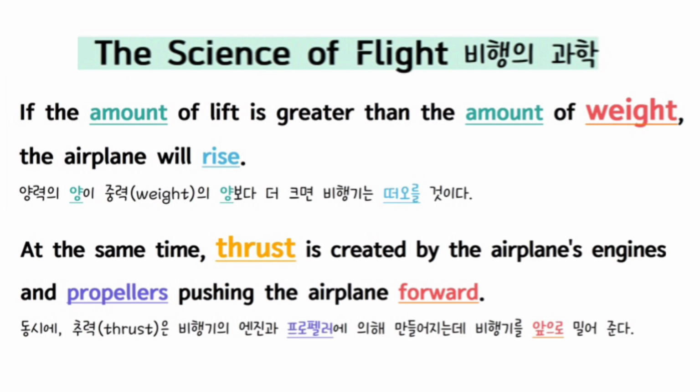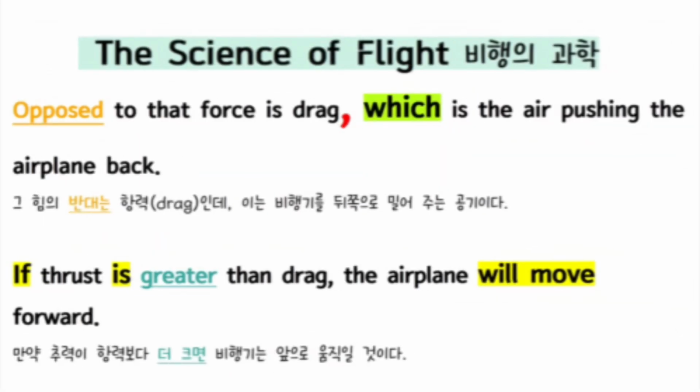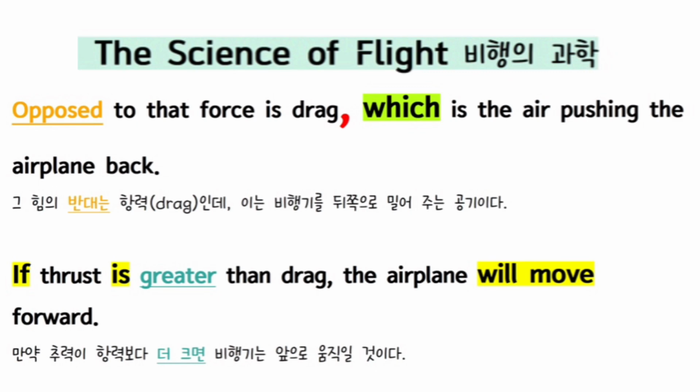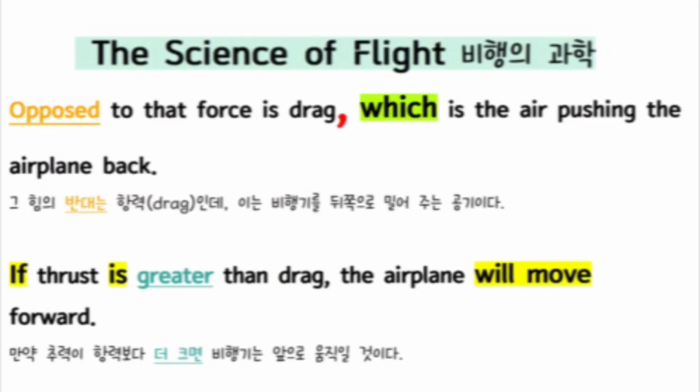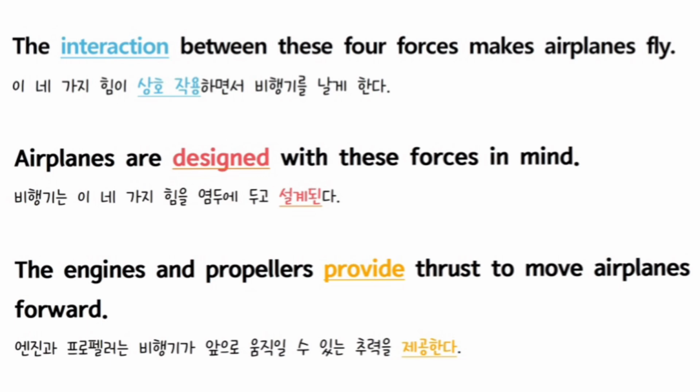At the same time, thrust is created by the airplane's engines and propellers, pushing the airplane forward. Opposed to that force is drag, which is the air pushing the airplane back. If thrust is greater than drag, the airplane will move forward. The interaction between these 4 forces makes airplanes fly. Airplanes are designed with these forces in mind.